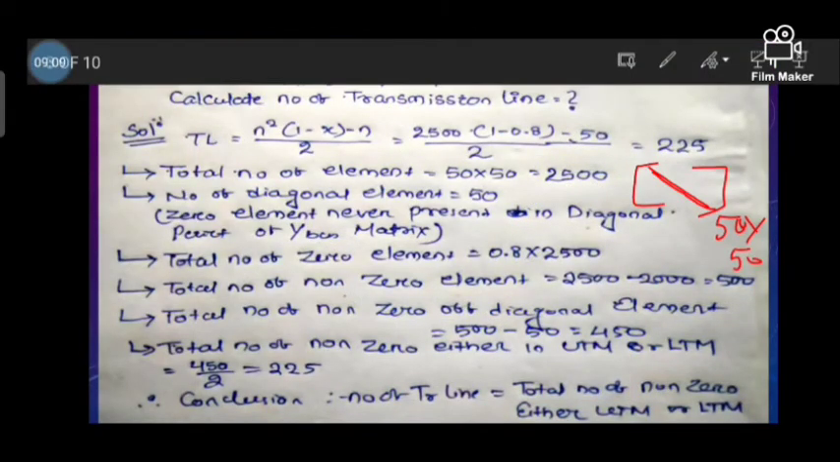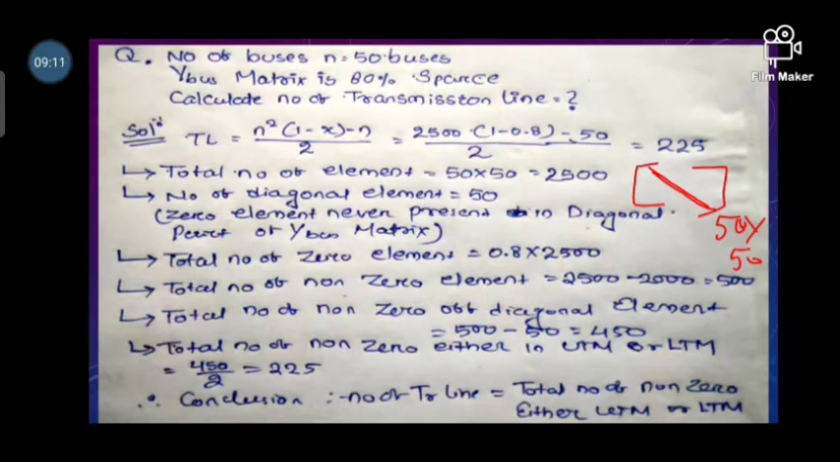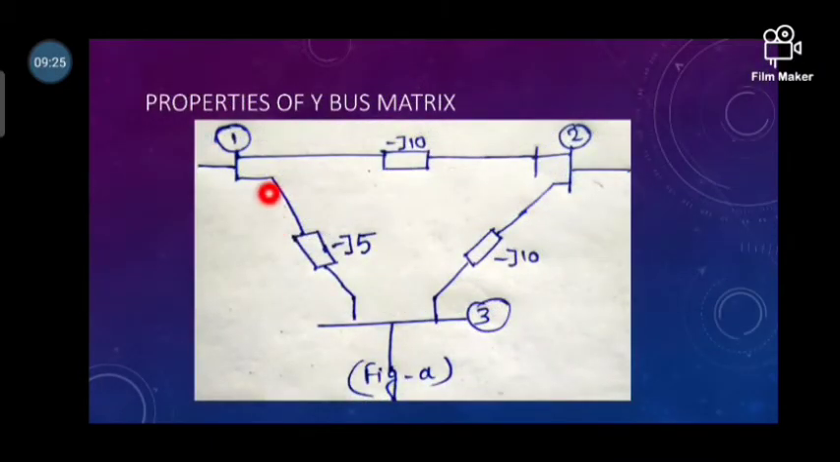Here the number of diagonal elements is 50, and a zero element is never present in the diagonal part of the Y-bus matrix. Why are zero elements not present? Because if a zero element is present, it means no bus is connected at that position, only transmission lines connected to each other. So there is no bus. If there is no bus, that means the diagonal element is 0.